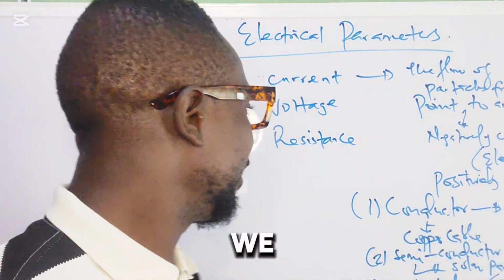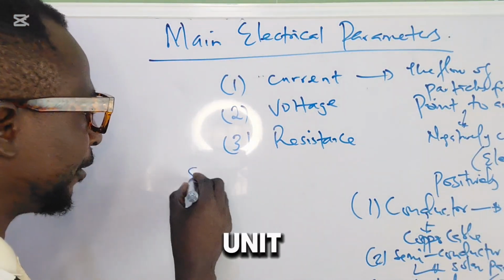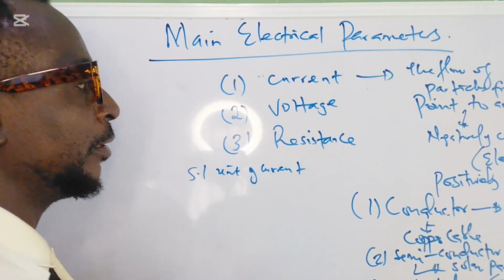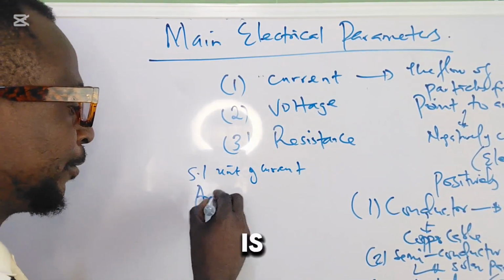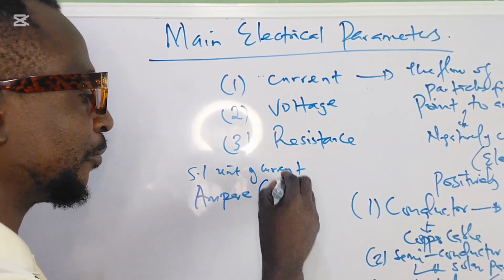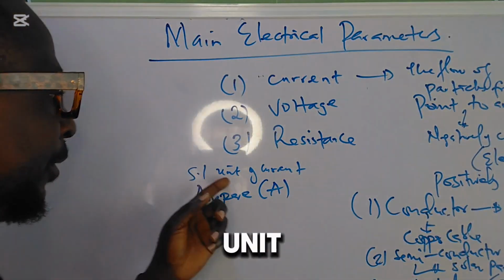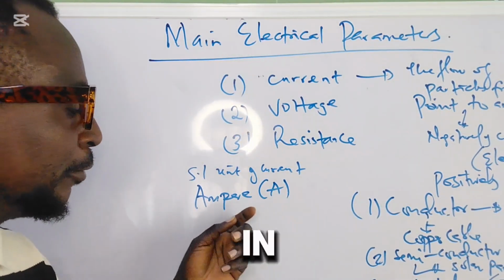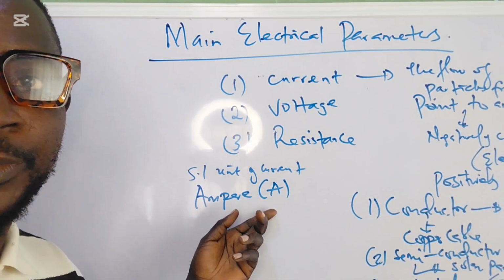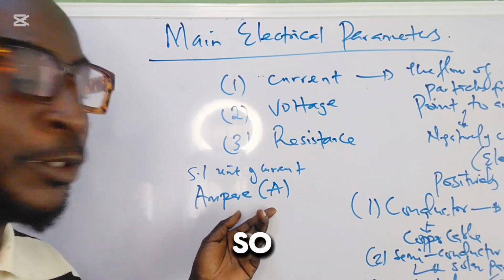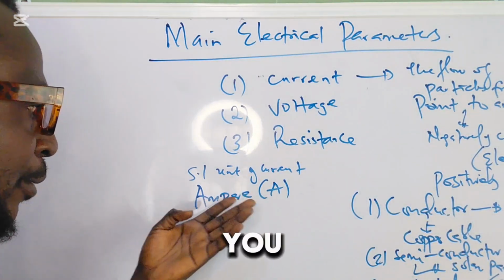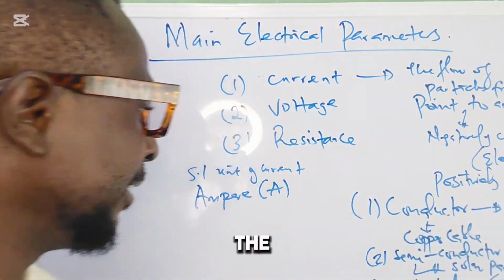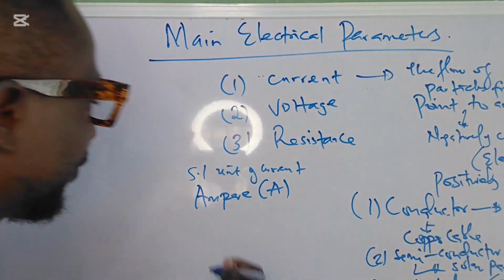So that is that. Now we talk of the SI unit of current. What is the SI unit of current? The SI unit of current is what? Ampere, which is A for short. SI unit means the International System of what? Units. So current is measured in what? Ampere. So we have other higher units, like if you multiply this by 1000, we will talk of kiloamps and the rest.